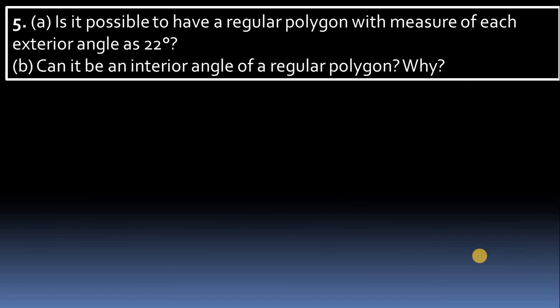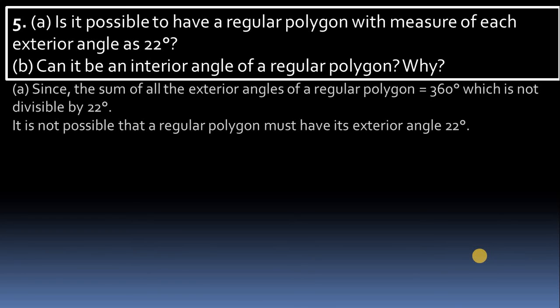Question number 5. Is it possible to have a regular polygon with the measurement of each exterior angle 22? How will you tell that? As you know, the sum is 360 degrees, and that is not divisible by 22 degrees. So it is not possible for a regular polygon to have an exterior angle of 22 degrees, because it is coming in decimal point. Here, regular polygon with the measurement of each exterior angle 22, so that is not possible.